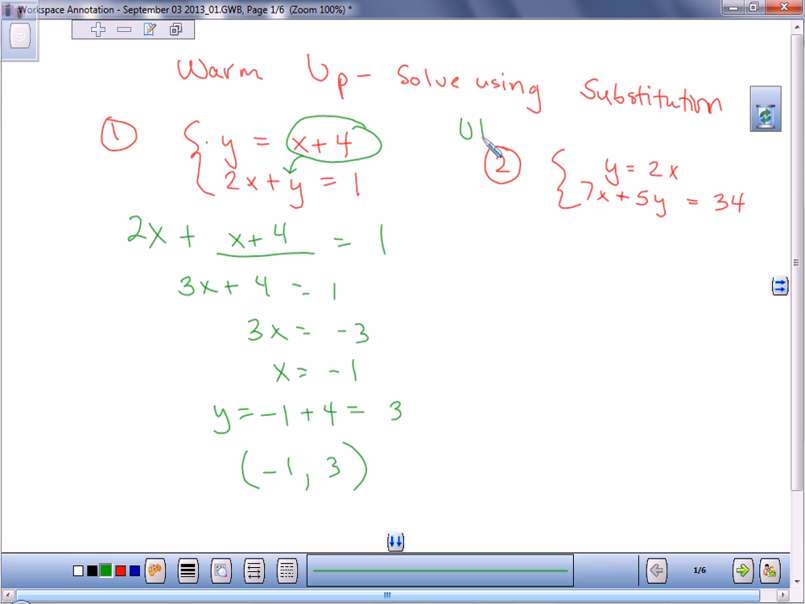You try number 2. You can write it in your workbook. We're about to work in your workbook on page 97.